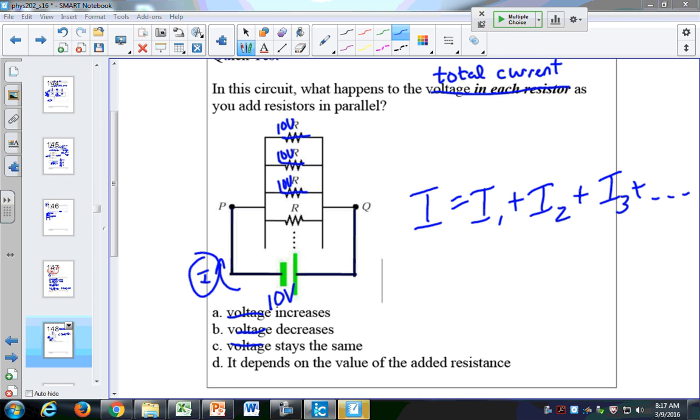That happens in your household too, by the way. Your house is laid out as a parallel circuit. As you add more and more devices to the individual circuit, it causes that total current to go up, which is why your circuit breaker kicks off. And we'll talk about that later at the end of this chapter.